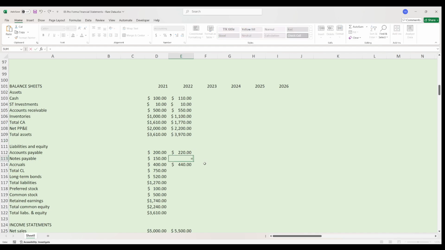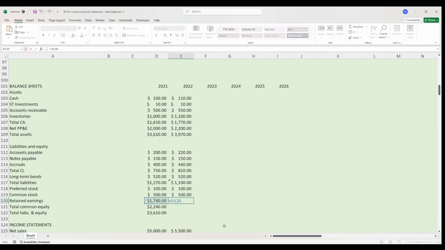And then let's also say notes payable is going to stay. Let's say total current liabilities will be the summation of the three. Long-term debt is going to stay the same. Then total liability is going to be total current liabilities plus long-term debt. And then again, let's say preferred stock is going to stay, common stock is going to stay. Then it's the retained earnings.